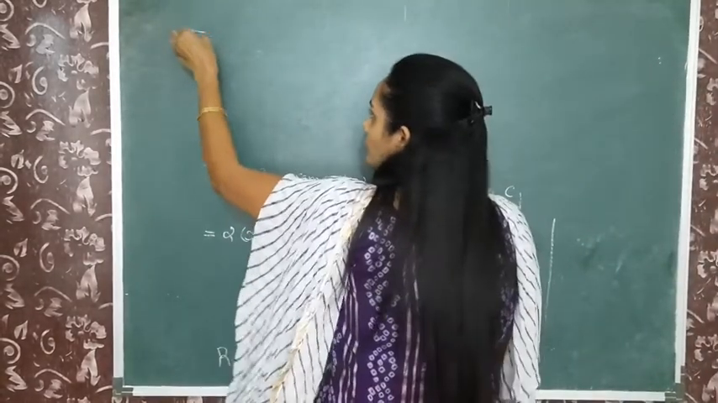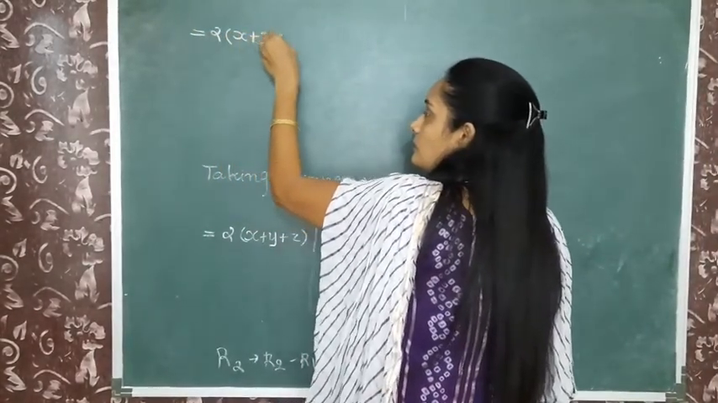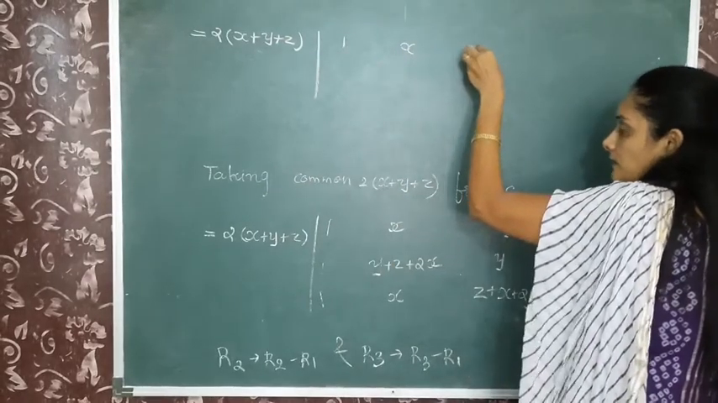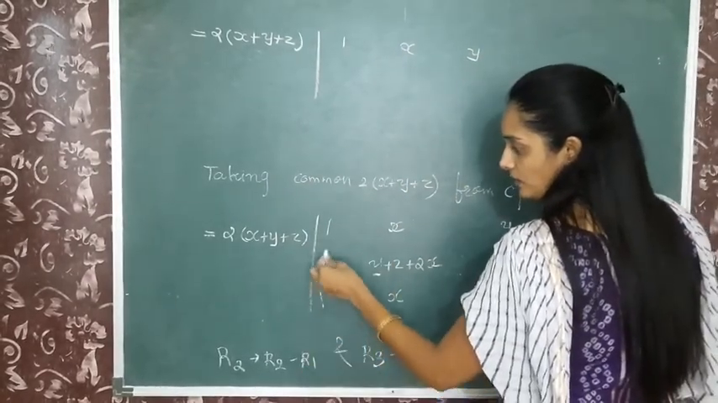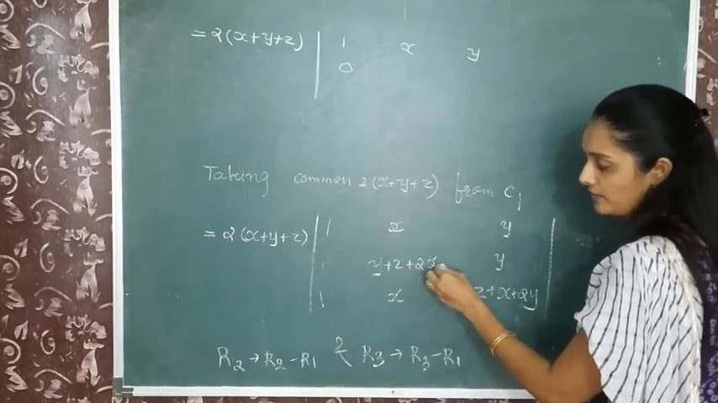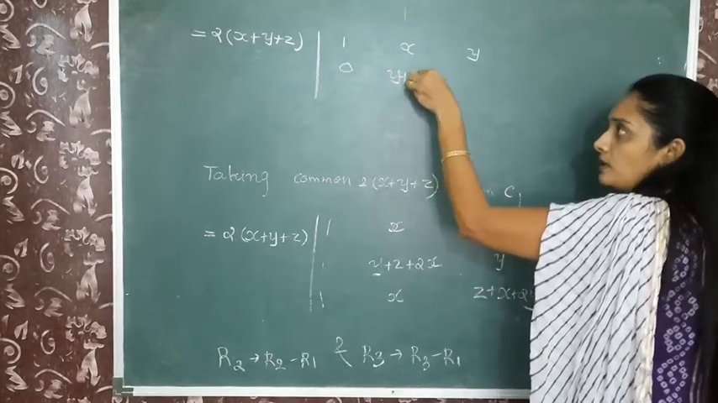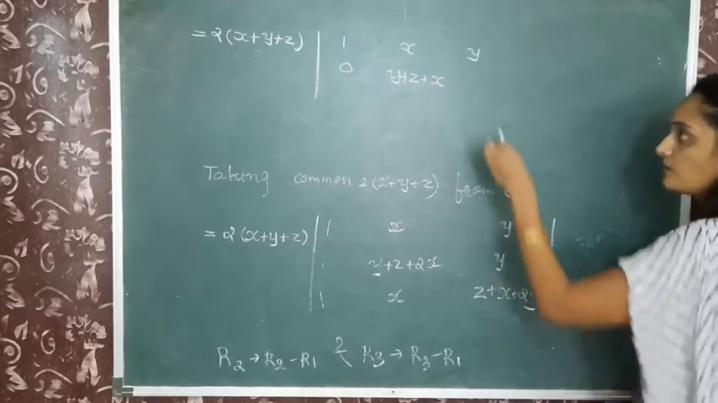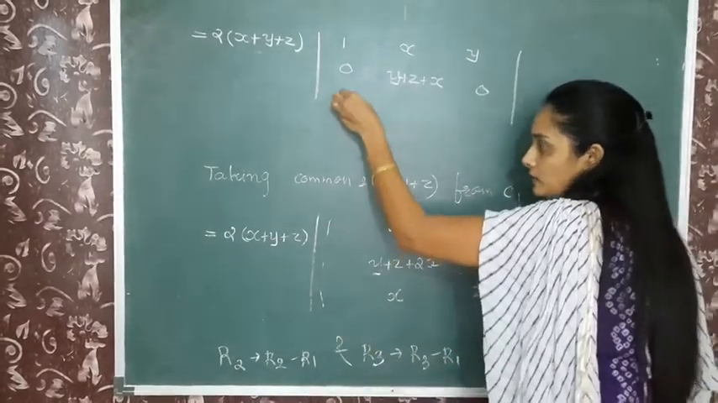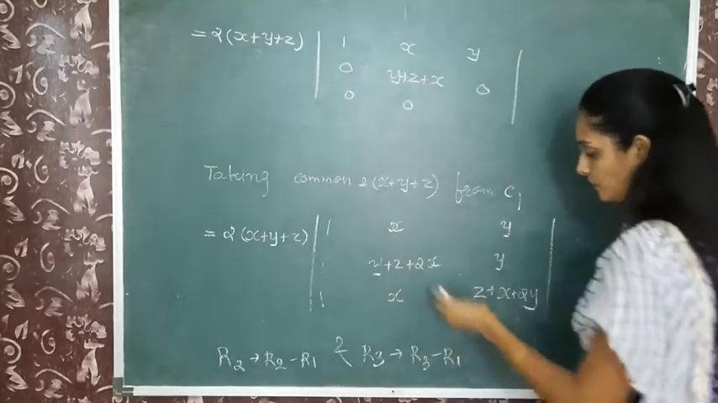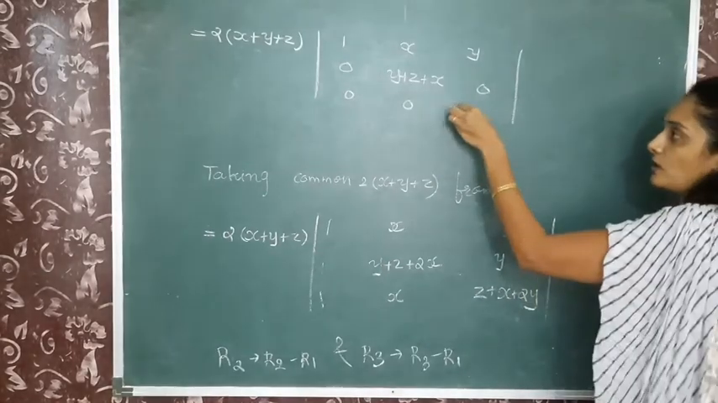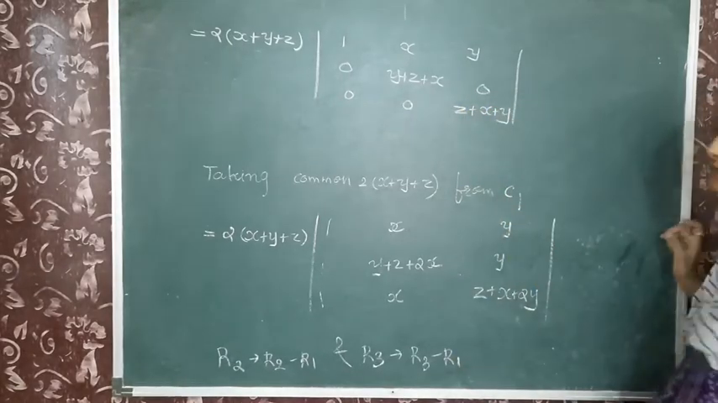So now first row as it is, 1 x 1. Second row R2 minus R1, so 1 minus 1, so 0, here y plus z plus 2x minus x, so 2x minus x, x, so y plus z plus x, here y minus 1, so 0. For the third row R3 minus R1, so 1 minus 1, x minus x, so 0, here z plus x plus 2y minus 1, so plus 1, so here z plus x plus y.